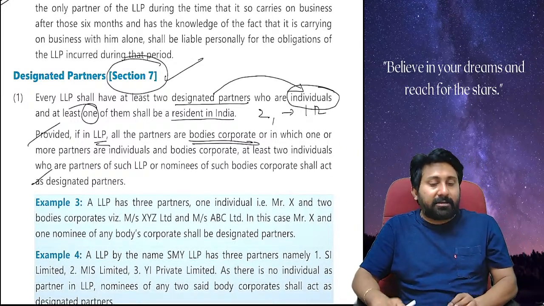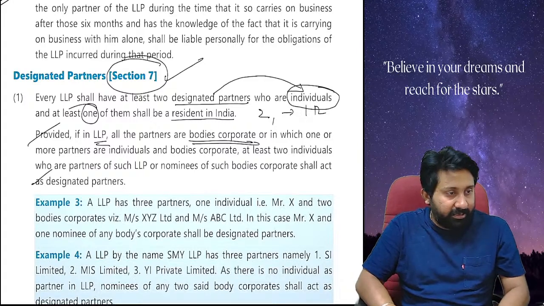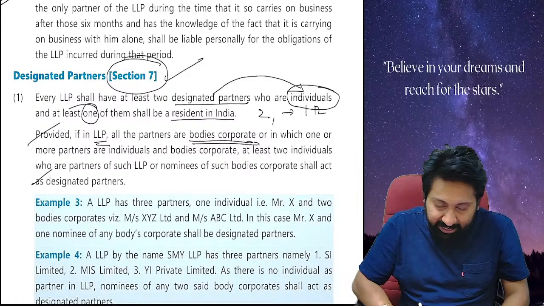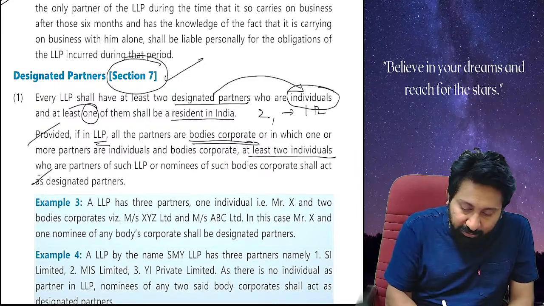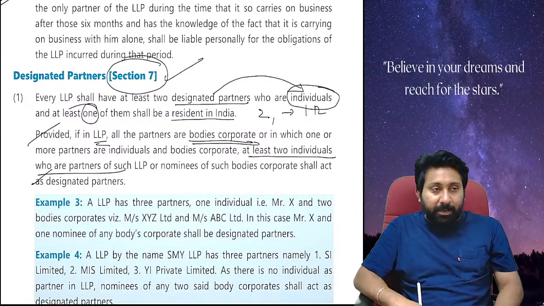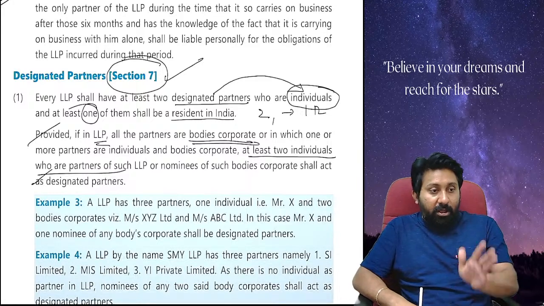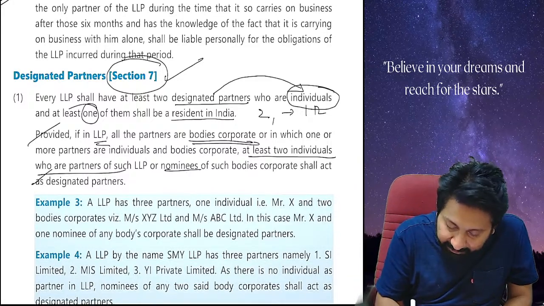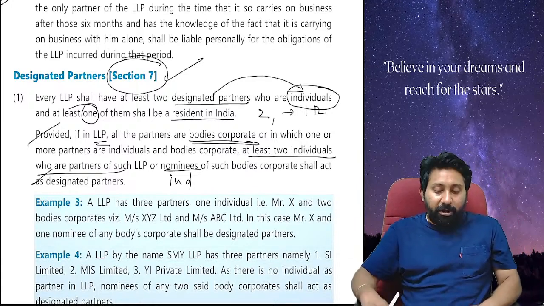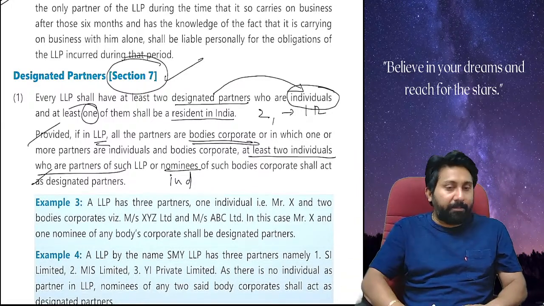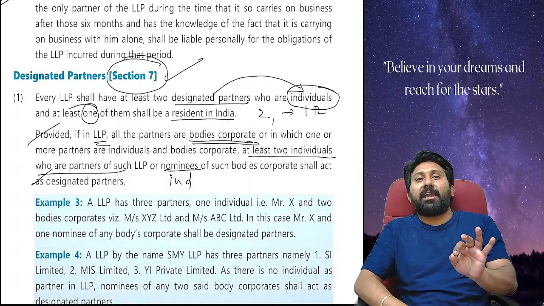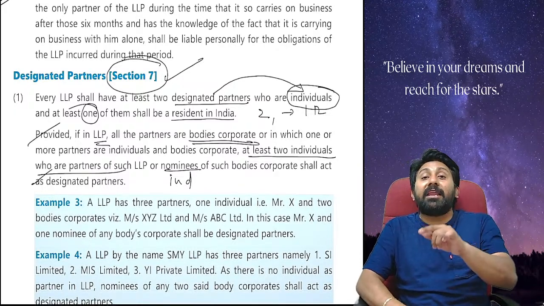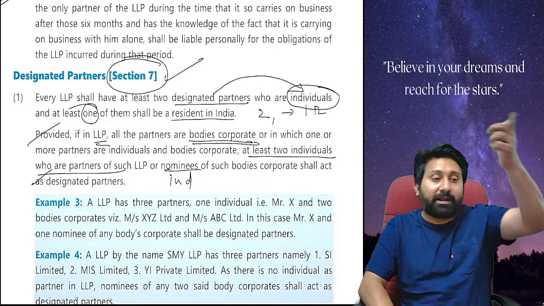If all the partners turn out to be body corporates, or there is a combination of individuals and body corporates, in such a case there must be at least 2 individuals who are partners of such LLP, or if they are not there, nominees must be individuals. Nominees of such body corporate shall act as designated partners. For example, Mr. A and A Limited are there. Mr. A will become a designated partner.